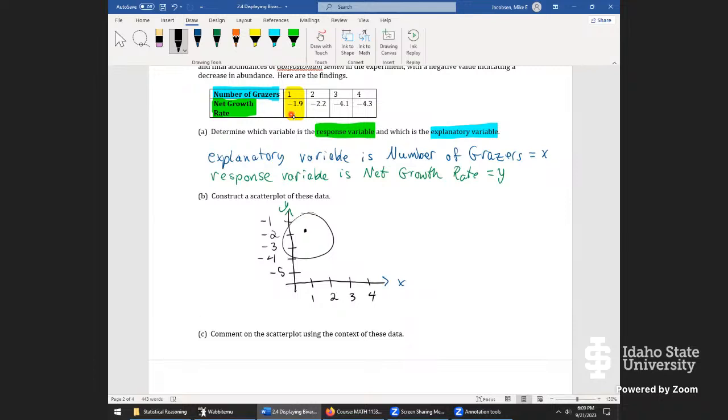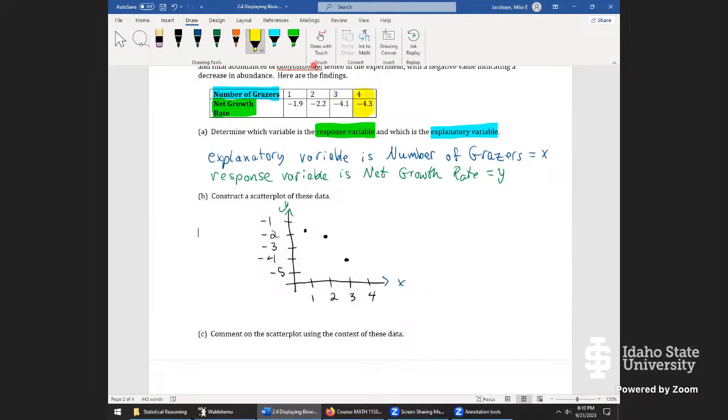Awesome. Well, that's 1 down, 3 more to go. Let's see where the rest emerge. For this point, go to 2 on the horizontal axis and plot something at negative 2.2. To my eye, it looks like it's about here. Then at 3, we're at height negative 4.1, so it dropped a whole lot suddenly when there were 3 grazers.